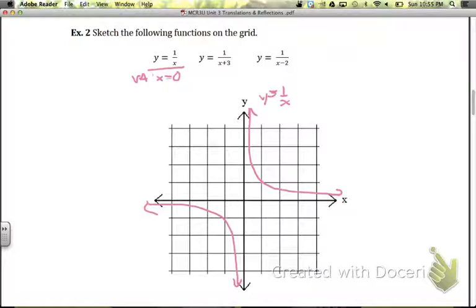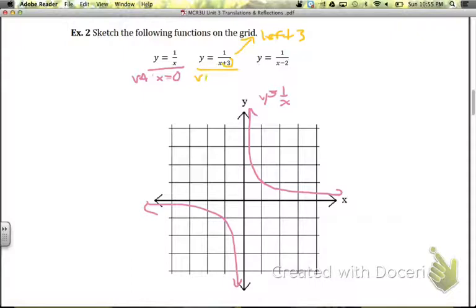Next, we are going to look at graphing y equals 1 over x plus 3. Now, looking here, we have plus 3. And what is that plus 3 going to tell me? It's going to tell me that my graph is going to move left 3.